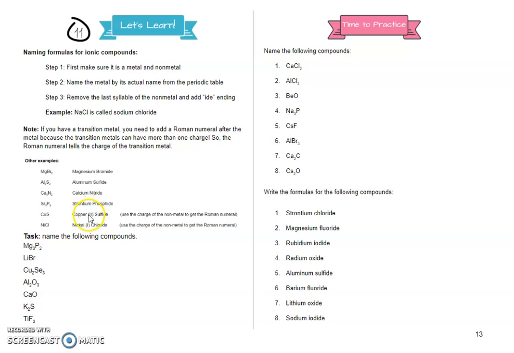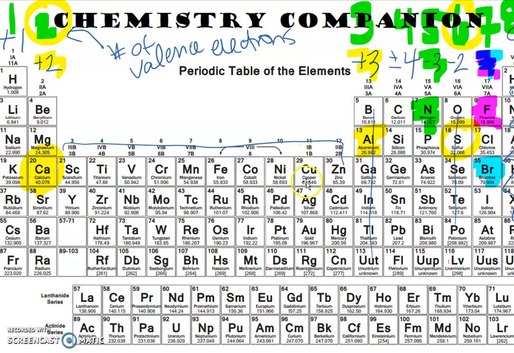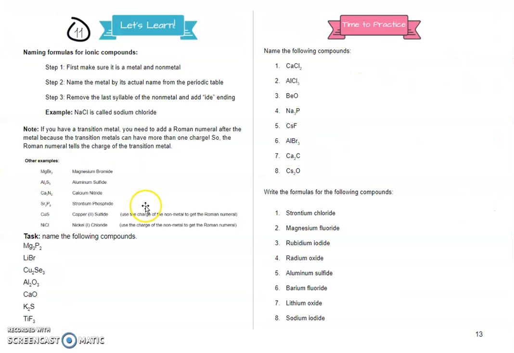The reason for that is copper is in the middle of the periodic table, and we can check. So copper's right here in the middle. These middle ones that don't have numbers above them, column 3 to column 12, right here. So we need to tell someone what its charge is because it could have more than one charge.